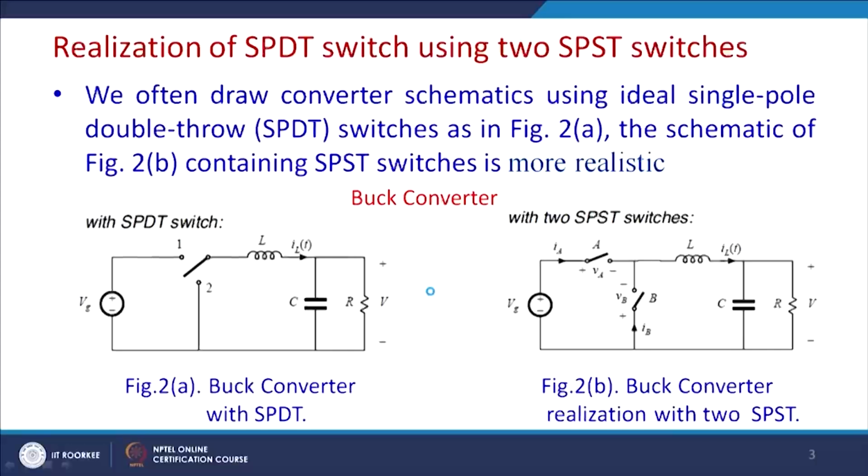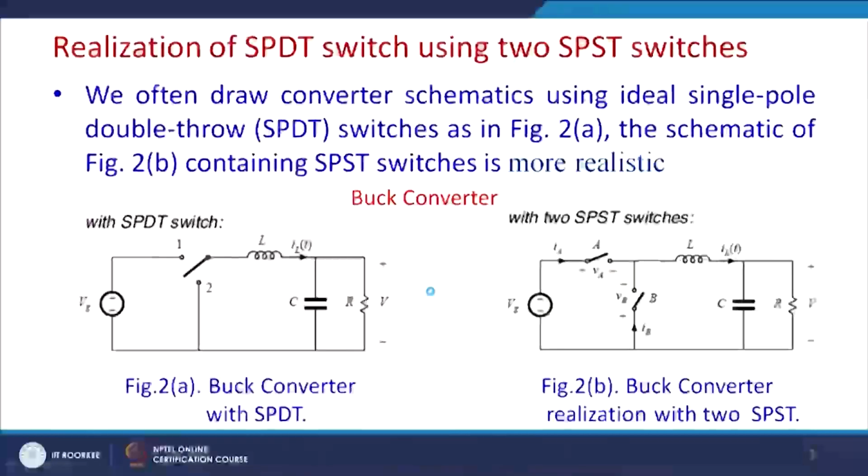Let us take a simple DC to DC converter. This figure 2.1 is a buck converter. Here this has been realized by a single pole double throw switch. So this switch can be positioned 1 or 2 depending on the requirement. When power flows from point A to point B, the switch is connected in position 1, and when we require to connect to position 2 for freewheeling time, then it will be in position 2.